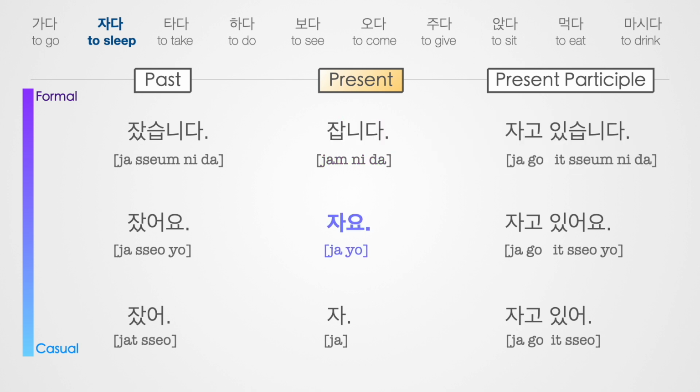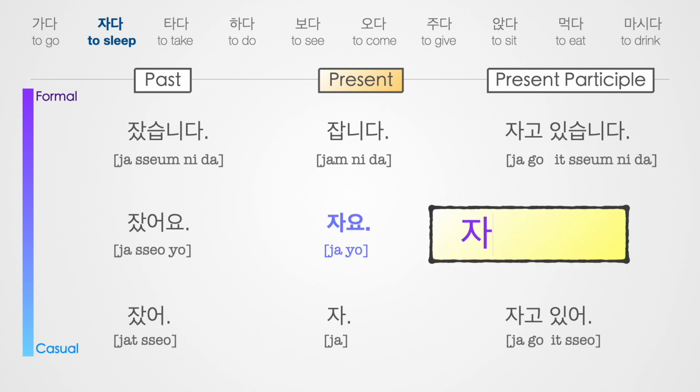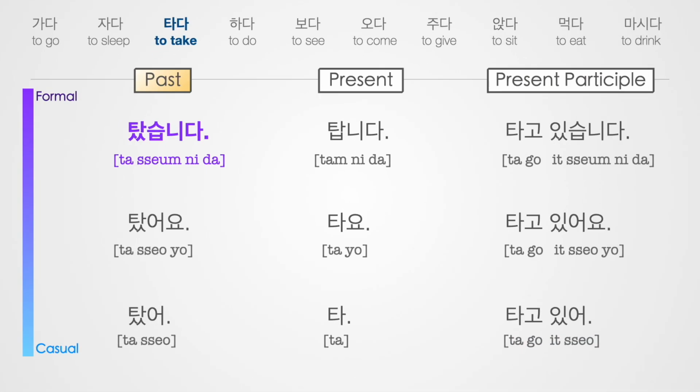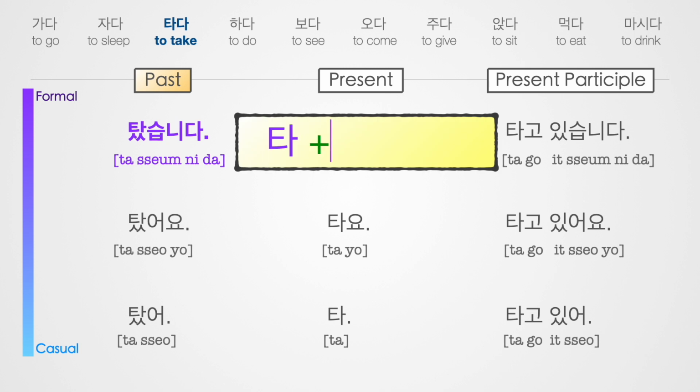잡니다. 자요. To say good night or sleep well, you can say 잘 자요, or 잘 자 to say it casually. For the continuous action, 자고 있습니다. 자고 있어요. 자고 있어. 타다 is used when you take the train or take the bus.